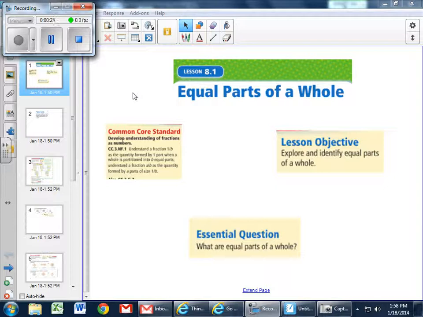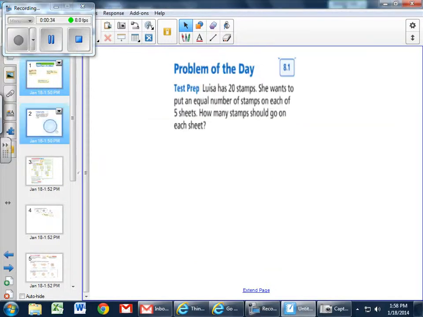If you remember the introduction to 8.1, I told you that each fraction can only be a fraction if you have equal parts. So that's going to be an important focus for today with equal parts of a whole. Getting our brains warmed up. Our problem of the day, remember, it talks about previous lessons we've learned.